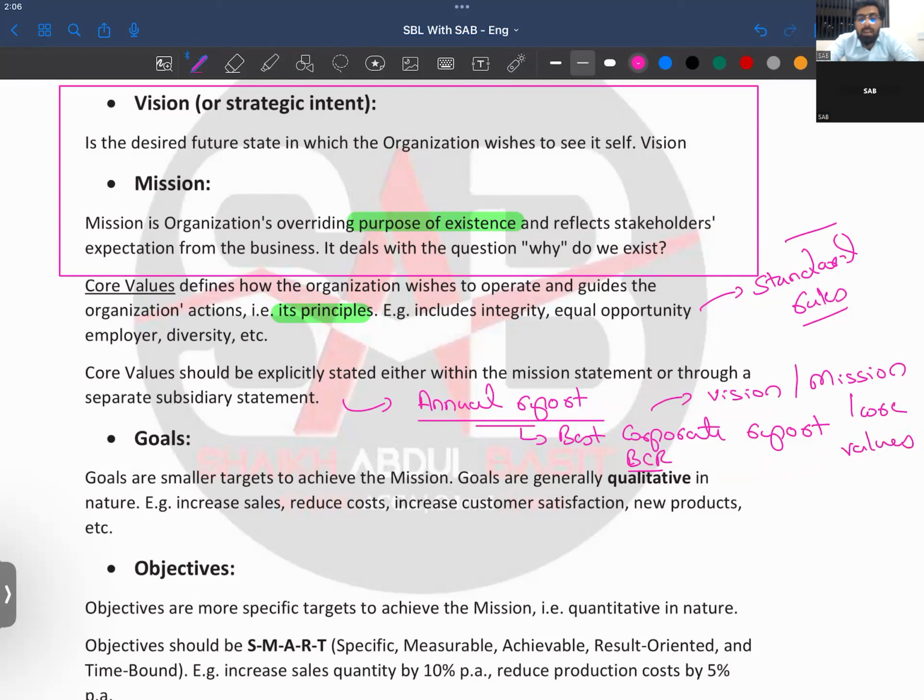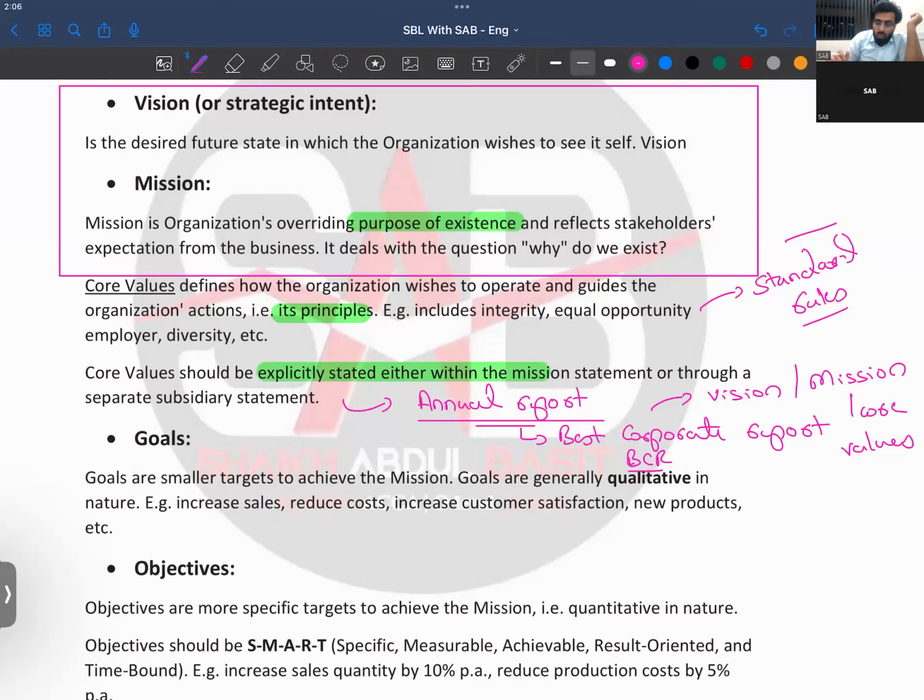So now what does that mean, guys? That means that you have mentioned each and everything. So therefore it's written here that core values should be explicitly stated either within the mission statement or through a separate subsidiary statement.